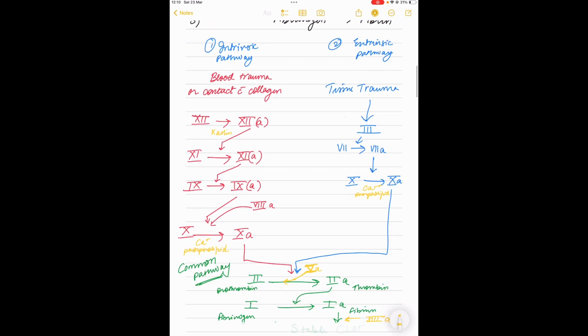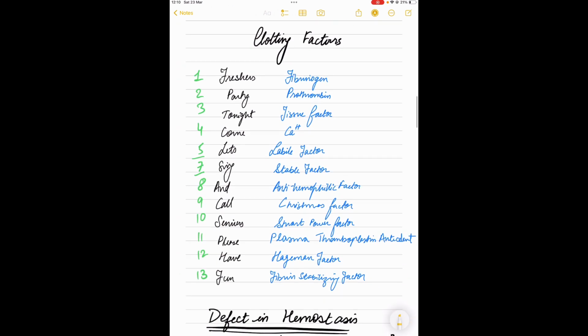You might be very well aware of the term clotting factors, and there are a total of 12 clotting factors, which are named 1, 2, 3, 4, 5, not 6, 7, 8, 9, 10, 11, 12 and 13. So that's how they're named. I have a mnemonic for you guys just in case you're not able to remember these tricky names, and the mnemonic is: freshers party tonight, come let's sing and call seniors, please have fun.